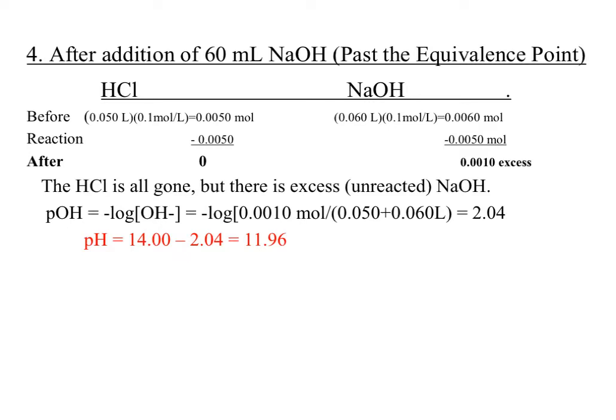Now, occasionally, not nearly as often, you will get a problem that actually adds too much of the titrant, the base in this case. And so the pH is not going to be 7. If you shoot past the equivalence point, the pH is going to be greater than 7 for a strong acid. Just in case you see that, this is what you do. Again, start by calculating the moles of each.